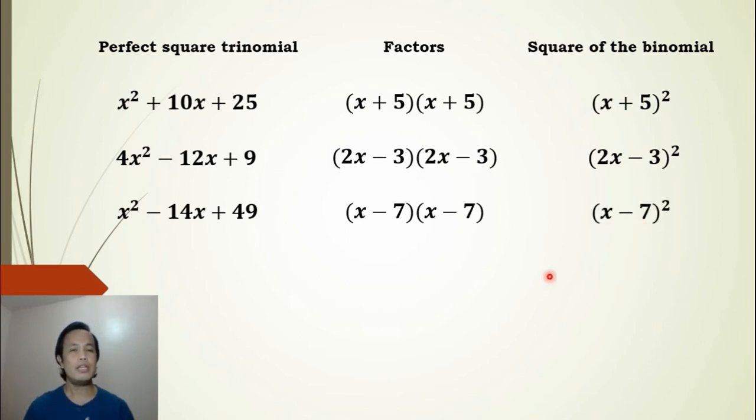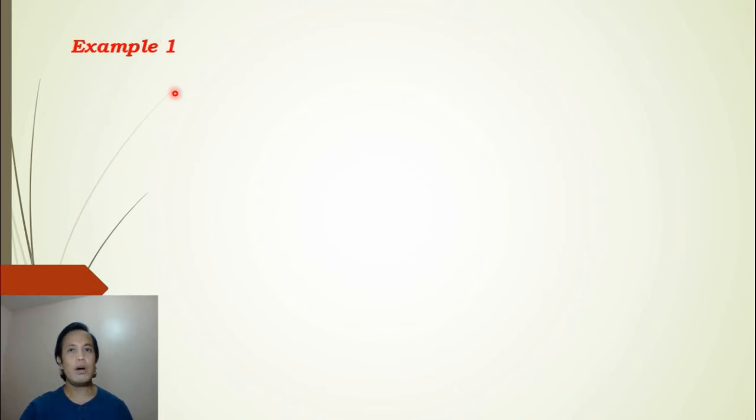We will be using these two concepts in our discussion about solving quadratic equation using completing the square. Let's proceed to our example number 1. For example, we are given x squared plus 14x minus 15 equals 0, and we are going to solve this quadratic equation using completing the square.